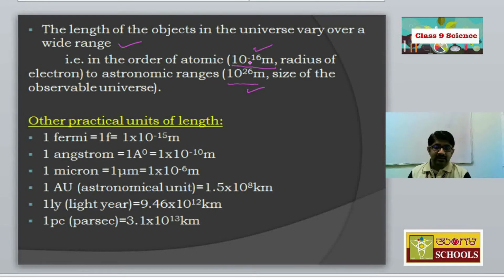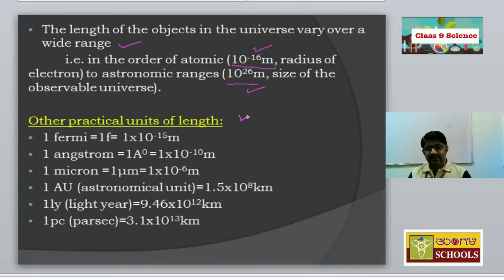So one is 10 to the power minus 16 meter, meaning 0.00 up to 16 places, and on the other hand we are having 10 to the power 26, meaning 10 multiplied 26 times. Okay, so this is the length over a very wide range. So length of the objects can vary over a very wide range from 10 to the power minus 16 meter, that is the radius of the electron, to 10 to the power 26 meter, that is the size or length of the observable universe.